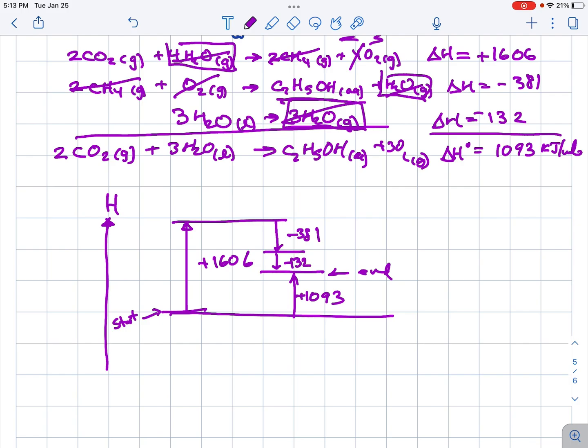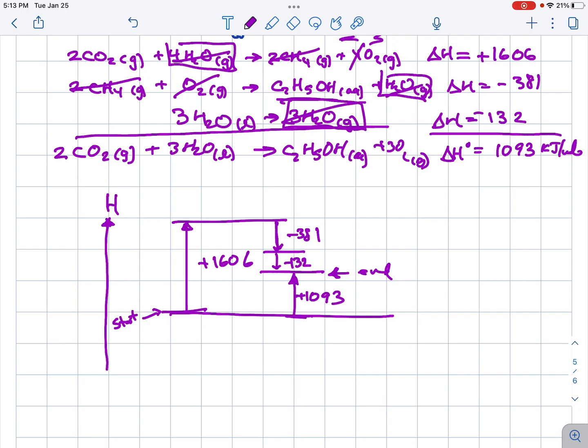Okay, so the biggest thing here is that if it's a positive delta H, the arrow goes up. If it's a negative delta H, the arrows go down. And then it's important to connect your starting point to your end point, and that's going to show the overall delta H, which is what you were finding in the Hess's law process.